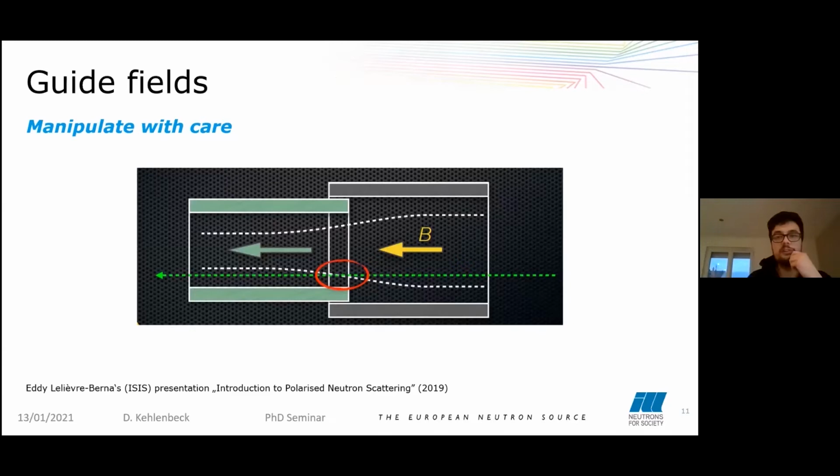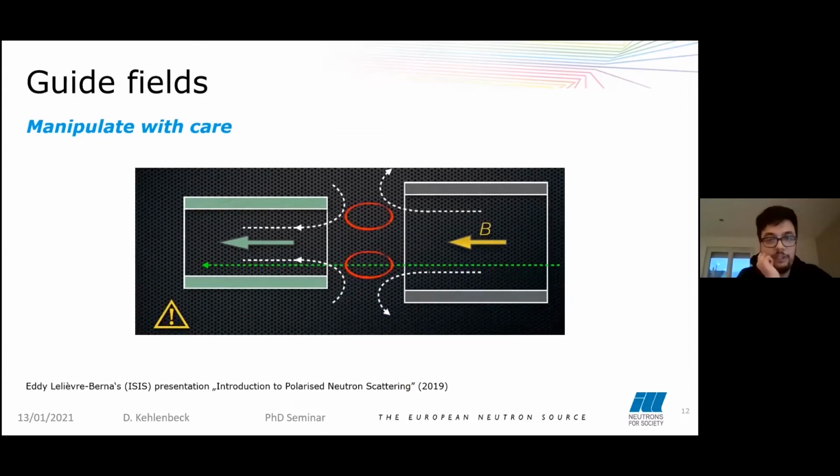If you want to manipulate the neutron beam polarization, you have to be careful of some typical problems. For example, here in this case, you have to be careful with the reduction of the field amplitude at the location where the neutrons see a field rotation. So here the neutron is not exactly following the guide fields you're seeing highlighted in the red circle. In this example, we have a gap between guiding field coils, and this can lead to depolarization even when the fields are parallel to each other.